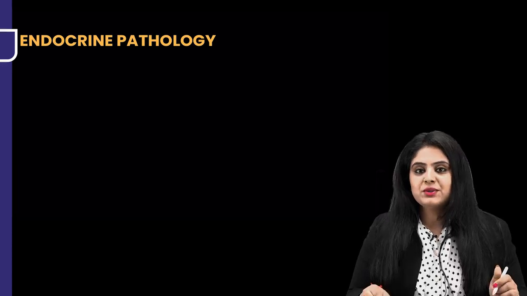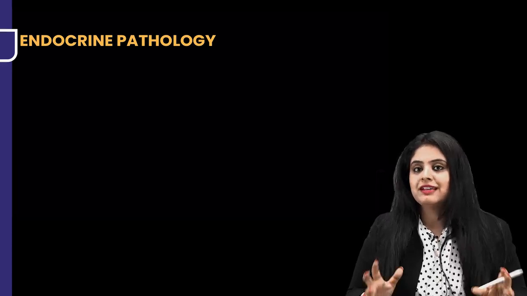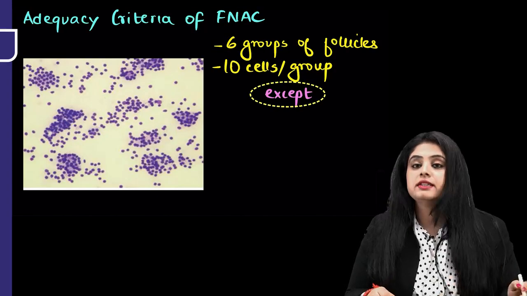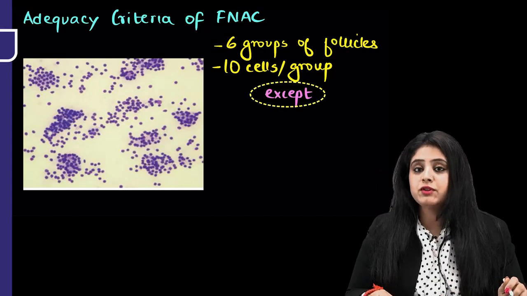Now let's begin with the endocrine pathology. Primary focus has to be on the thyroid gland. When I'm talking about thyroid, I'll first start with the adequacy criteria that you need to have on FNAC.